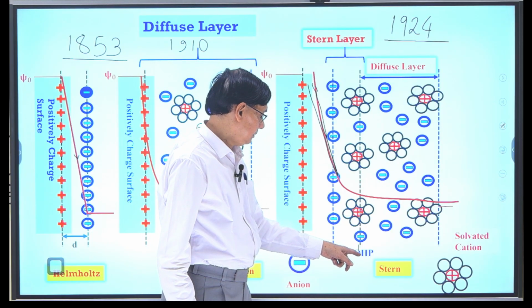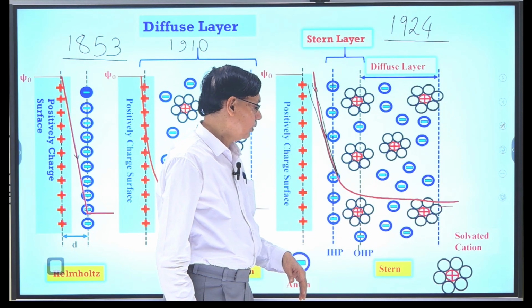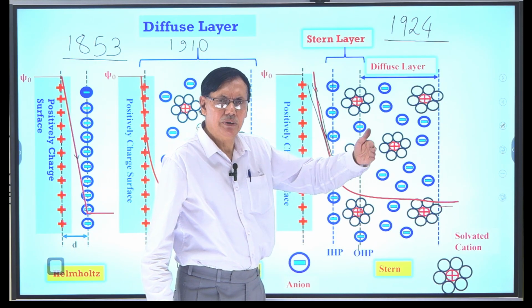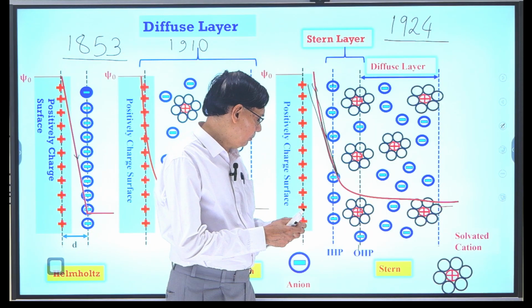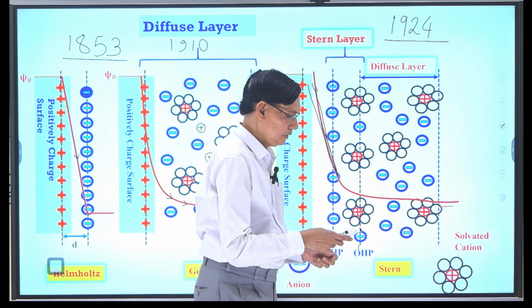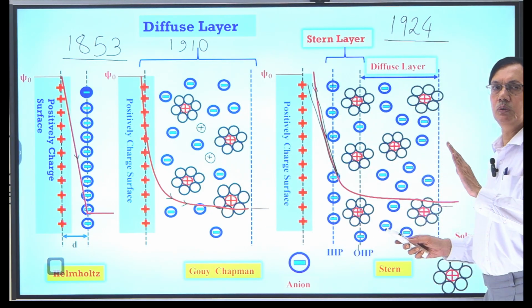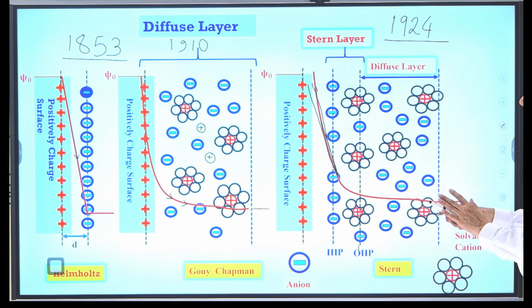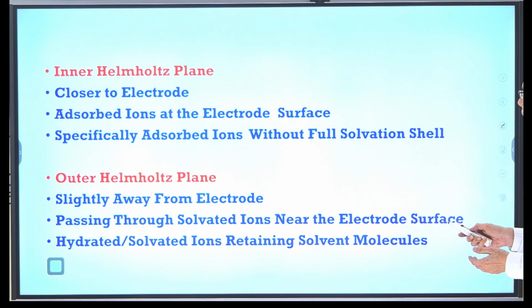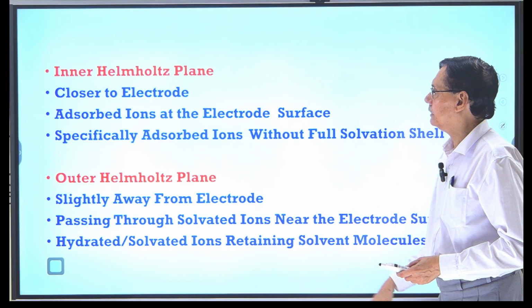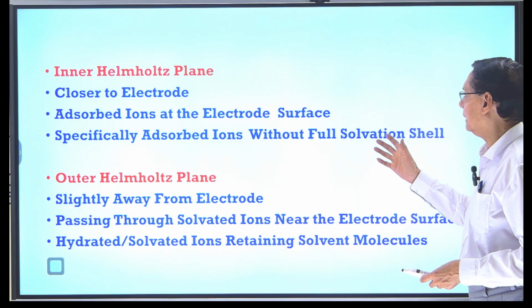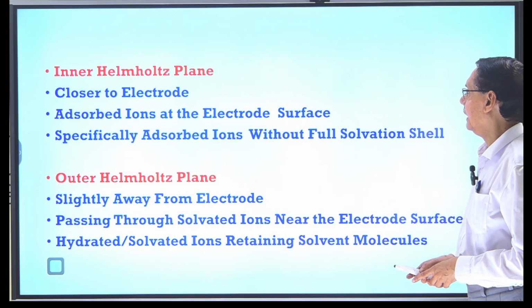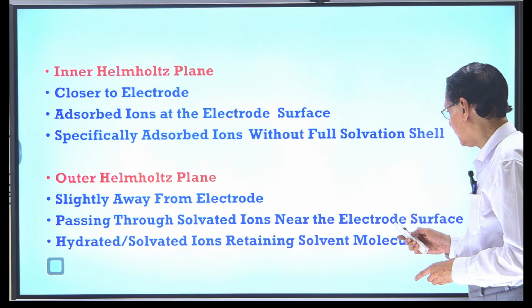And another part is the outer Helmholtz plane, away from that electrode, and consider that solvation. So these two are very important. The distance between these two. I think it is very clear to you what is electrical double layer, what is diffuse layer, and what is the importance of the Stern model. So inner Helmholtz means it is very close to the electrode, adsorbed ions at the electrode surface, especially adsorbed ions without full solvation shell.